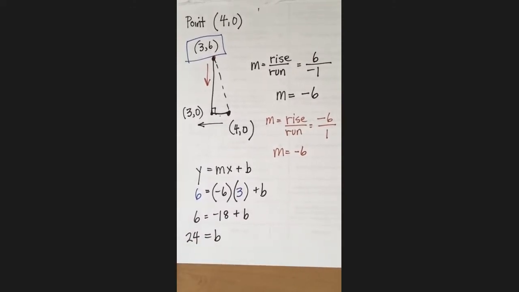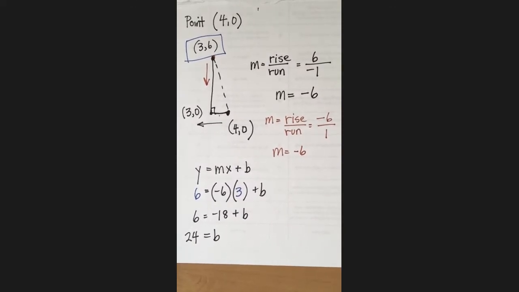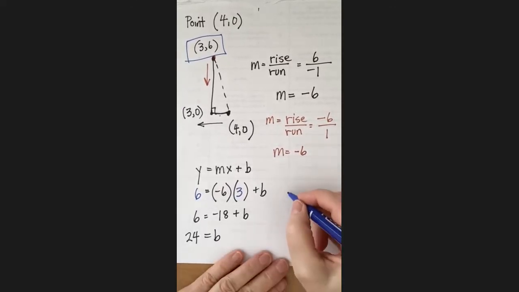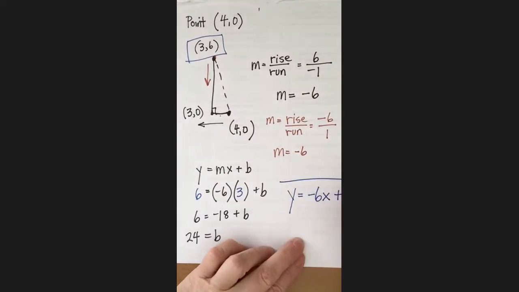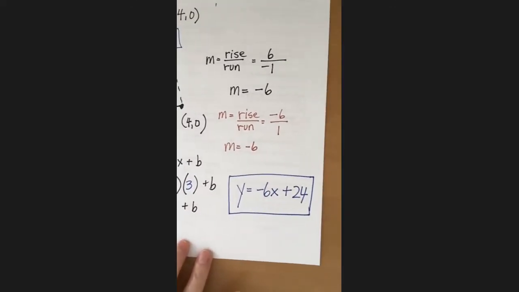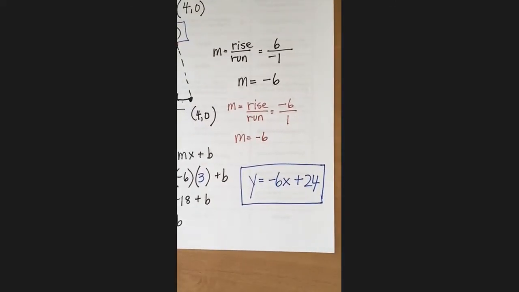That's why we can't see it. It doesn't cross the y-axis until it gets to (0, 24). So our final answer for the equation of this line is y equals -6x plus 24. And that's how you find the equation of a line when the y-intercept is not shown on the graph. I hope this helped you, and I'll see you again.